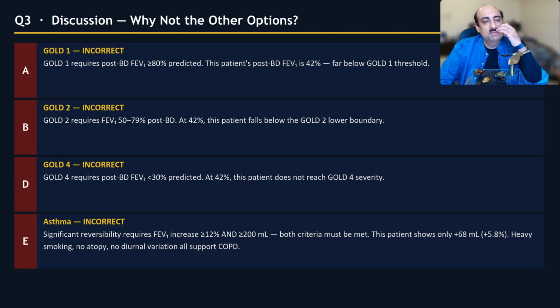And finally, asthma is an incorrect option because both criteria of more than 12% increase and above 200 ml increase in the FEV1 are not met, and also there is no history of atopy or smoking or diurnal variation.